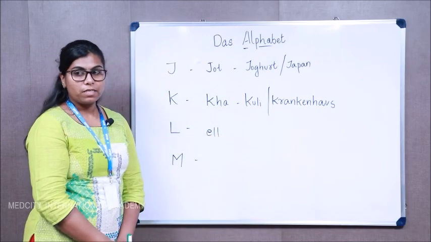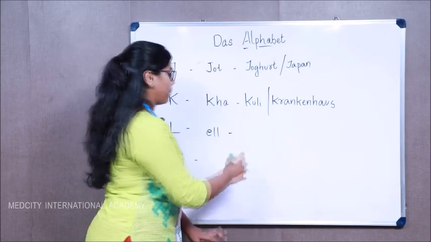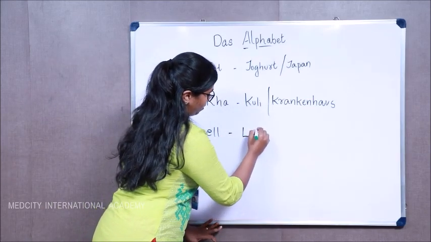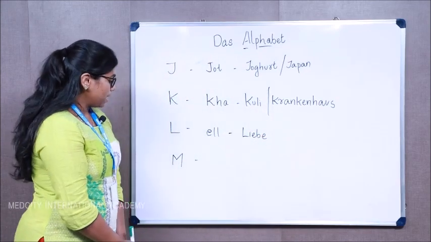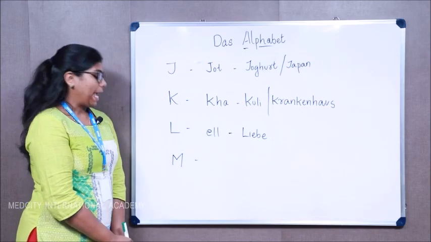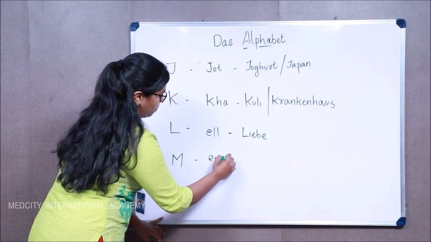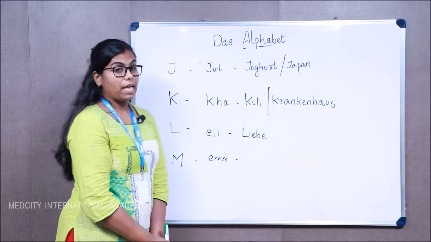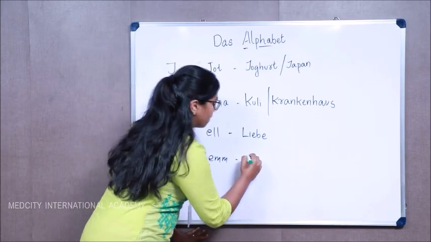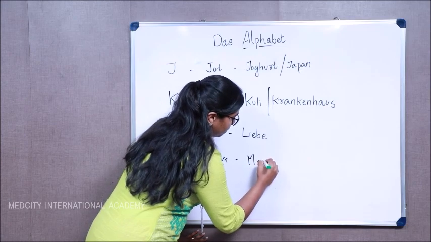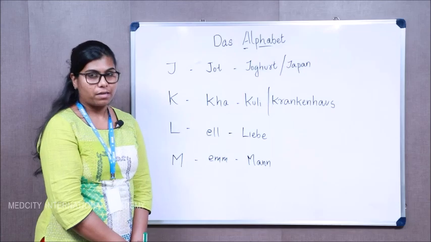Then the next alphabet is L. It is pronounced the same as in English. For example, we can say Liebe. Liebe meaning love. Then the next is M. It is also pronounced the same as in English, M. For example, we can say Mann. And it is man.